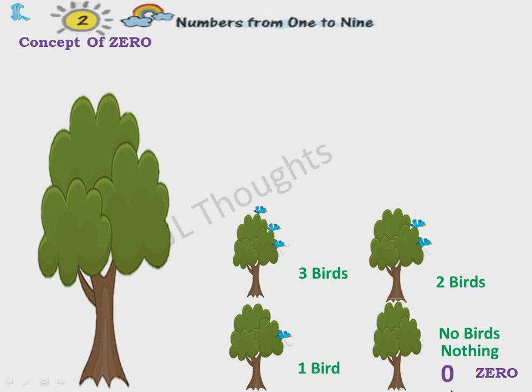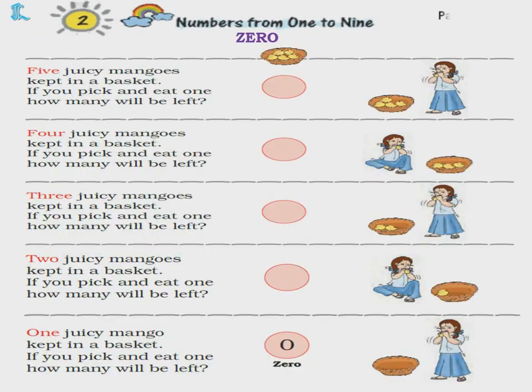Example, you have 2 chocolates. First you have eaten 1 chocolate. Then how many chocolates are left with you? 1 more chocolate. And if your brother eats that chocolate also, how many chocolates are there? 0 chocolates. Okay, now let's see the exercises from your textbook.